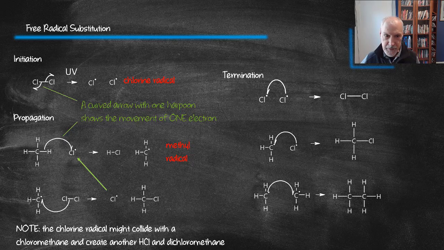One thing I'd like you to note from this is that initiation steps result in the formation of two radicals, two radical products. Propagation steps have a radical as both a reactant and a product. Termination steps result from the collision of two reacting radicals.